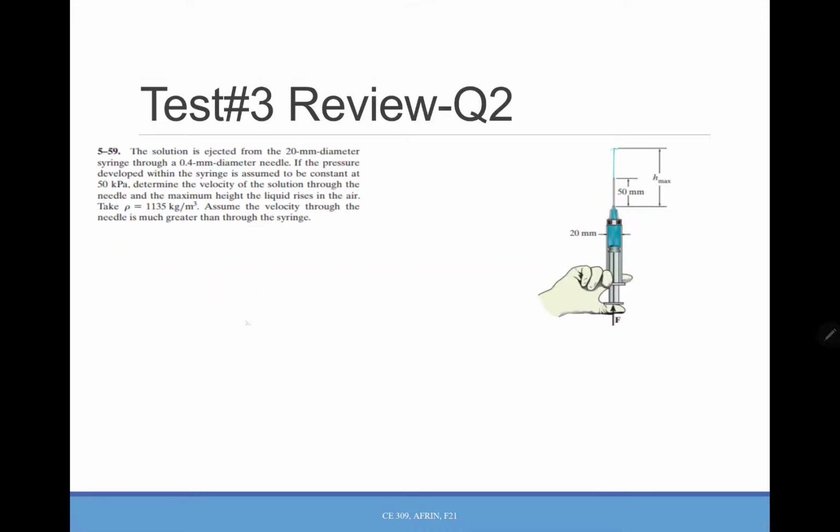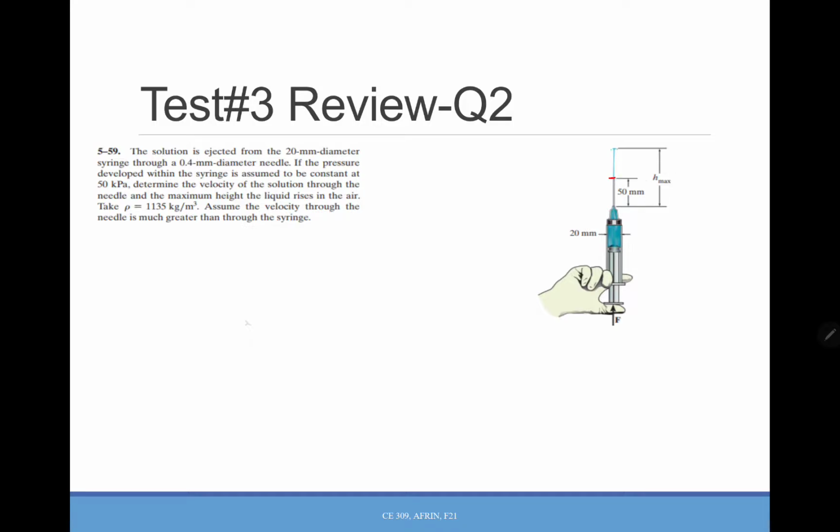So question number 2 says that the solution is ejected from the 20 millimeter diameter syringe through a 0.4 millimeter diameter needle. If the pressure developed within the syringe is assumed to be constant at 50 kPa, determine the velocity of the solution through the needle, and the maximum height the liquid rises in the air. Okay, so you need to calculate the velocity at that point and H max.